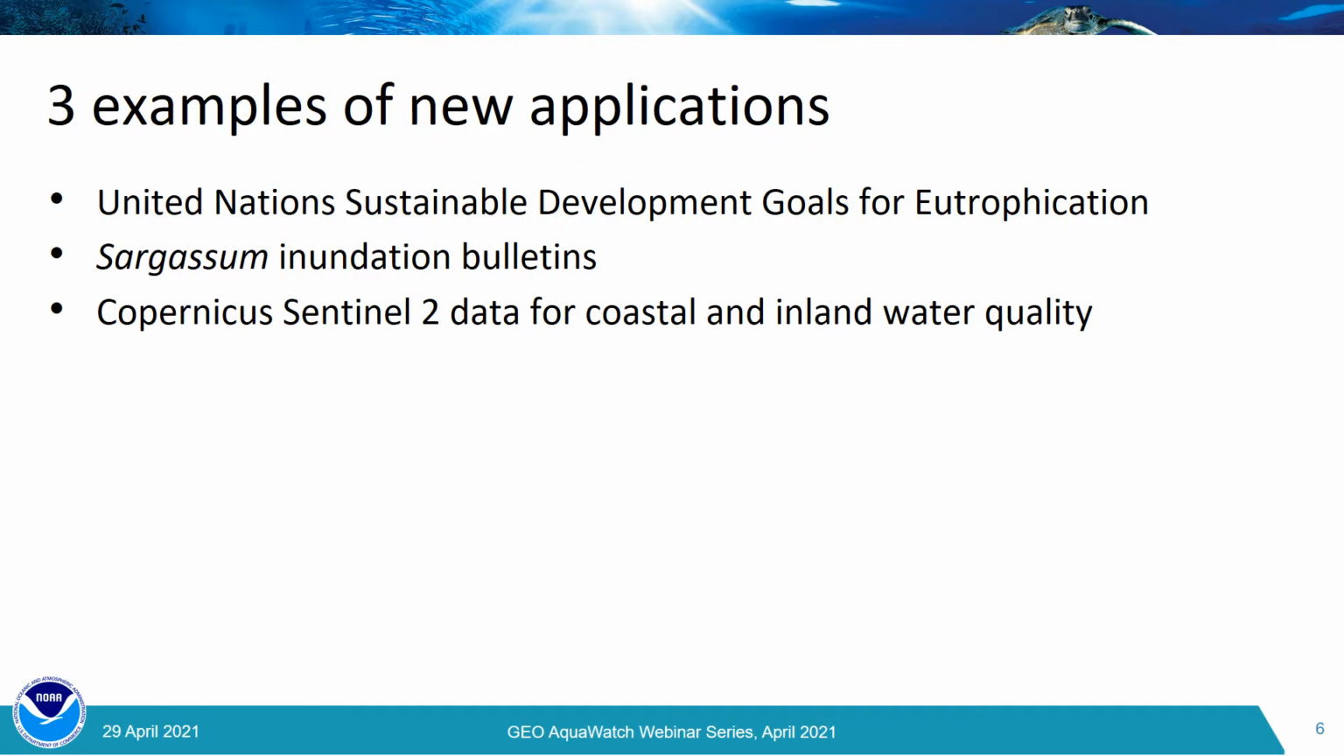Today I'll share 3 examples of new applications. The first is United Nations Sustainable Development Goals for eutrophication. Second will be about the Sargassum inundation bulletins. And third, the use of Copernicus Sentinel-2 data for coastal and inland water quality.